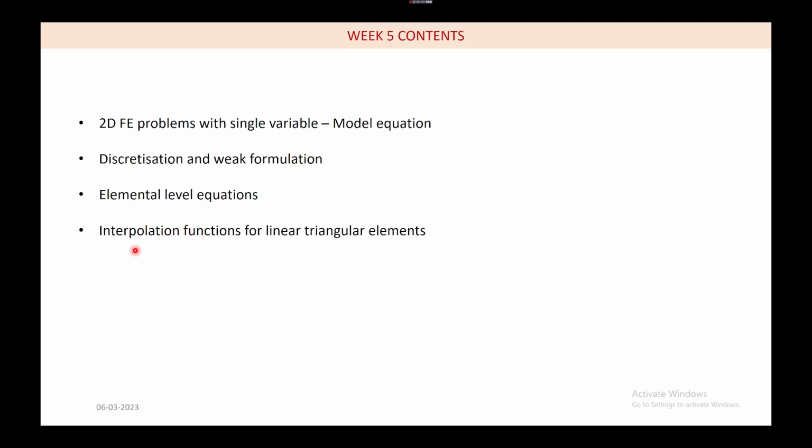And then we saw certain interpolation functions for certain types of elements. In this case it's a linear triangular element. We saw various types of elements and the type of function, linear function, bilinear function and so on. And in one particular case we saw how to get the interpolation function for the linear triangular elements. So these are the contents of the week 5 lecture.